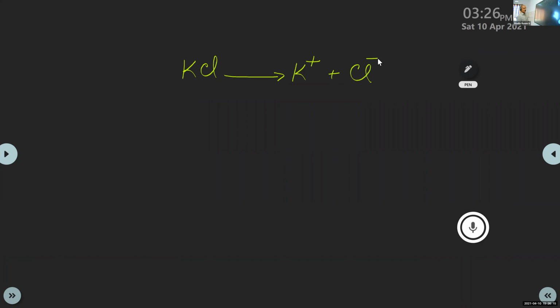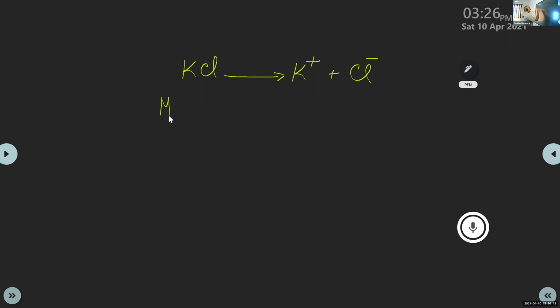From one KCl, we get one K+ ion and one Cl- ion. So the number of the particles will be doubled. And what will happen to the molecular mass? The molecular mass will be just half only.